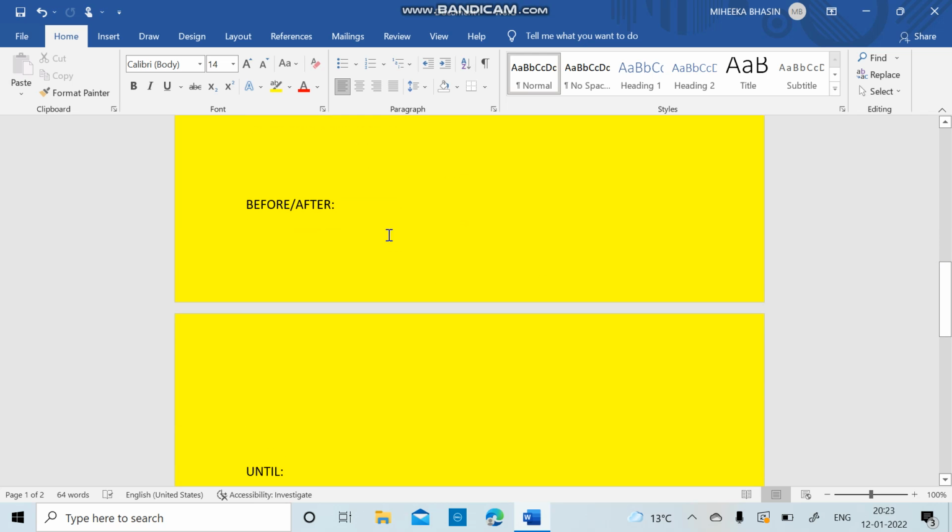The fourth conjunction on my list is before/after. Now these are two conjunctions. Before and after are English words, but we consider them as conjunctions. Suppose there is action A and action B. If action A takes place at 6 p.m. and action B has taken place at 7 p.m., then action A has taken place before action B. Similarly, action B has taken place after action A. Did you get it?